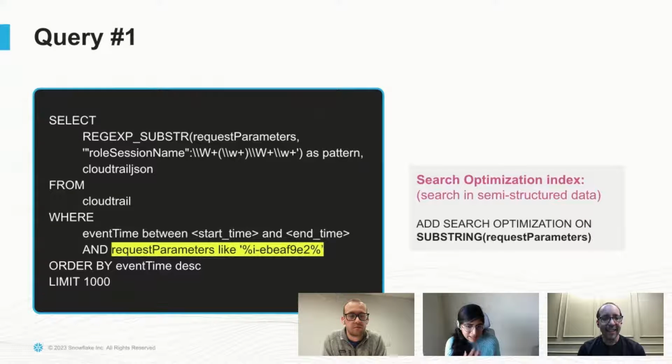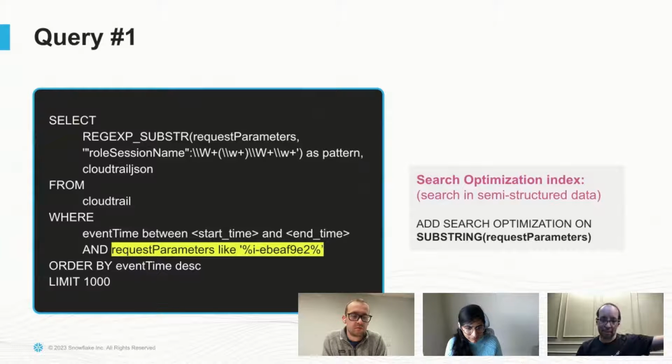And note that for this request parameters field, you can either enable the whole variant for your search optimization, or if you know that there is a certain part of this variant that you would be searching more often, you can enable only that subsection for search optimization. This will help reduce the cost also, because you're just trying to index a part of your data rather than the whole variant. So we have two uses here.